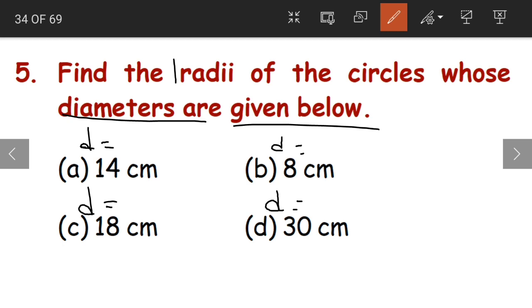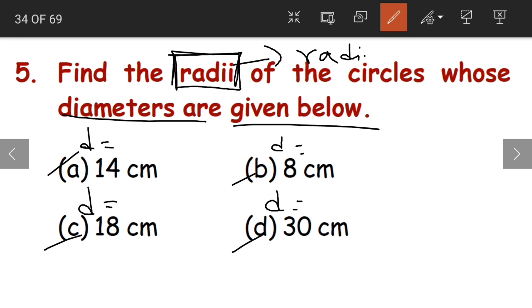So what should we find out here, children? We should find out the radii. Radii is nothing but radius. The plural of radius is radii. Here we are finding out 4 radius. So that is why they are calling it as radii. It is nothing but the plural of radius.